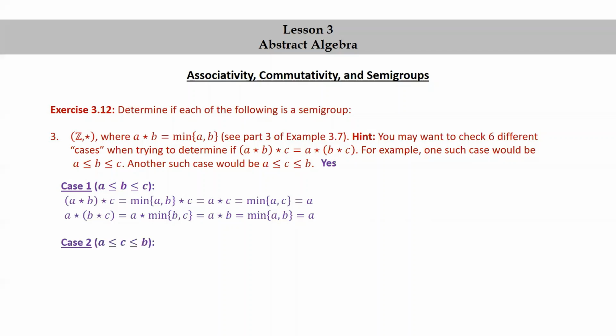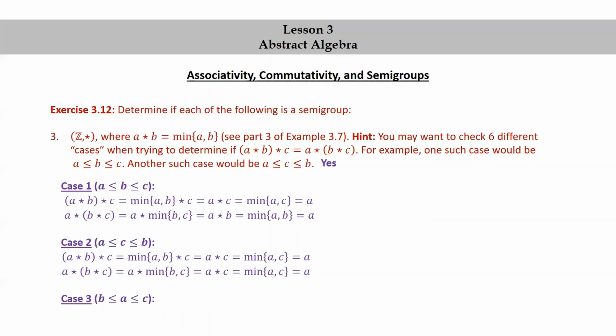Okay, the second case would be a less than or equal to c less than or equal to b. And here are the computations. Case 3, we have b less than or equal to a less than or equal to c.